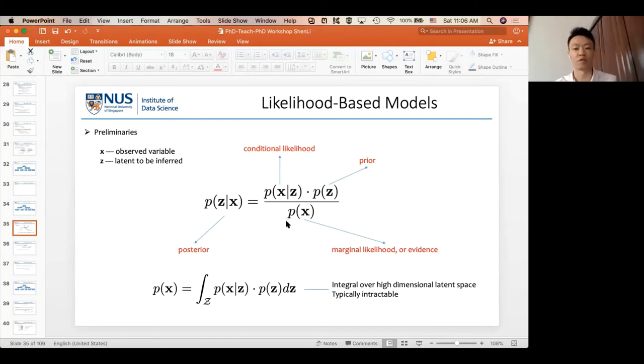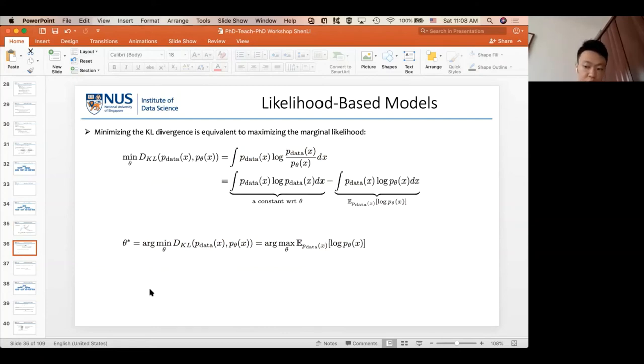And in the denominator, we have the marginal likelihood. We call it marginal because it's marginalized over Z, so Z doesn't appear anymore. All we have is X, which is also called the evidence. From probability theory, we know that P of X is equal to the integral of the conditional likelihood times the prior. This integral will be quite intractable in most cases. You don't have an analytic form for it. This brings much of the difficulty in designing such a model. And Z typically lies in a high dimensional latent space, so it's hard to compute this term.